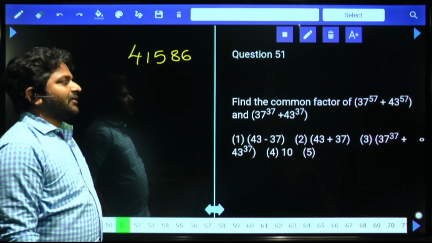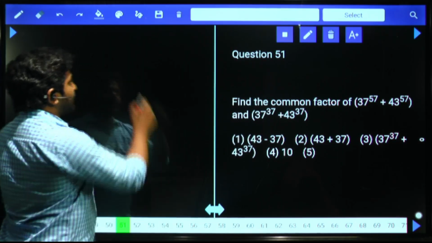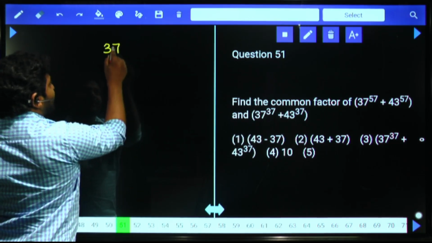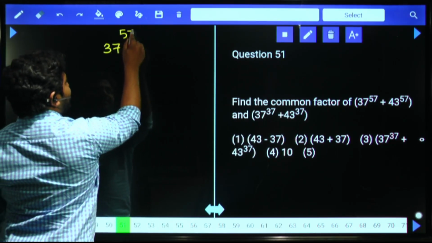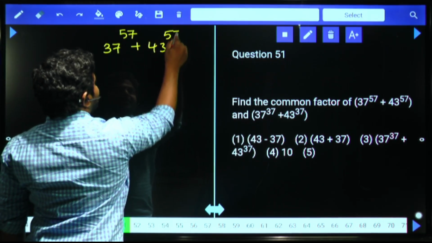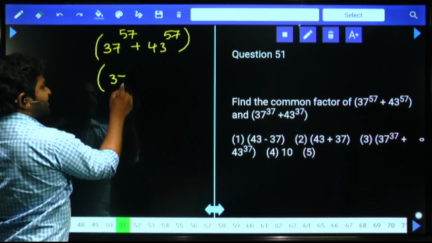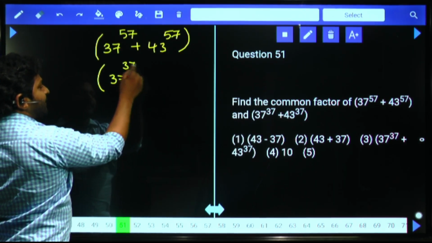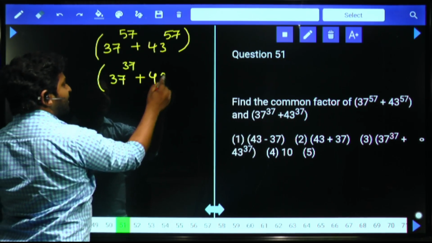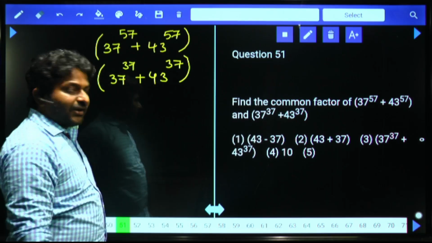Find the common factor of two numbers, but the numbers are given in exponents. One number is 37 to the power of 57 plus 43 to the power of 57, and the other number is 37 to the power of 37 plus 43 to the power of 37. For these two numbers, we need to identify common factors.